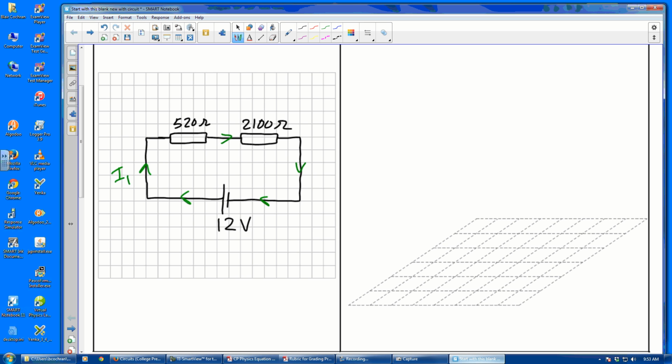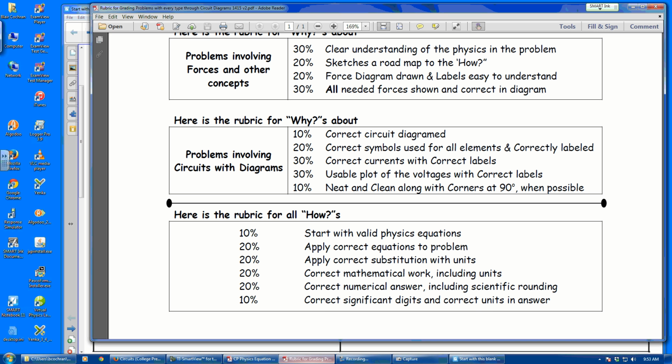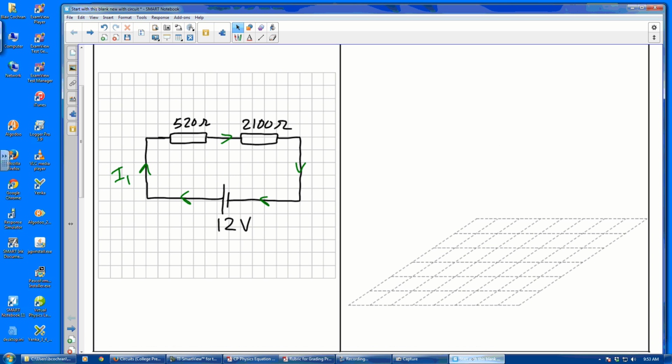How many junctions? Zippo, right, because there's only 1 current. How can we have a place where current can change? So, let's see how much I'm up to. Ooh, I'm up to 60% right now. Nice, I've just passed. That's kind of cool.